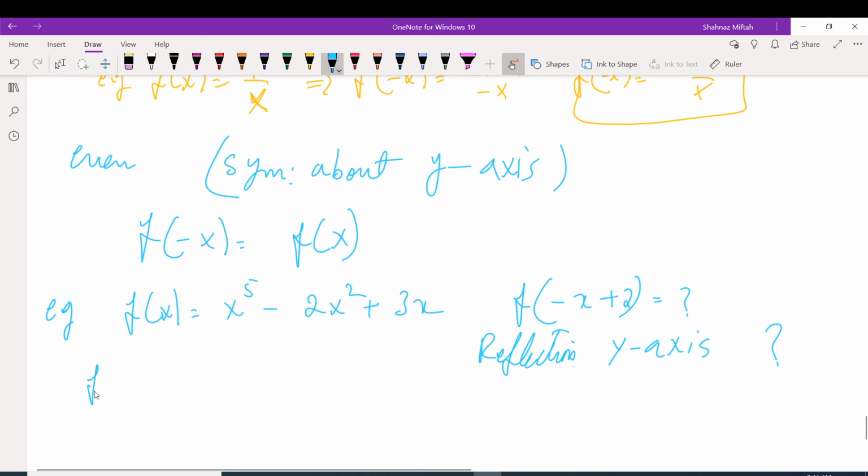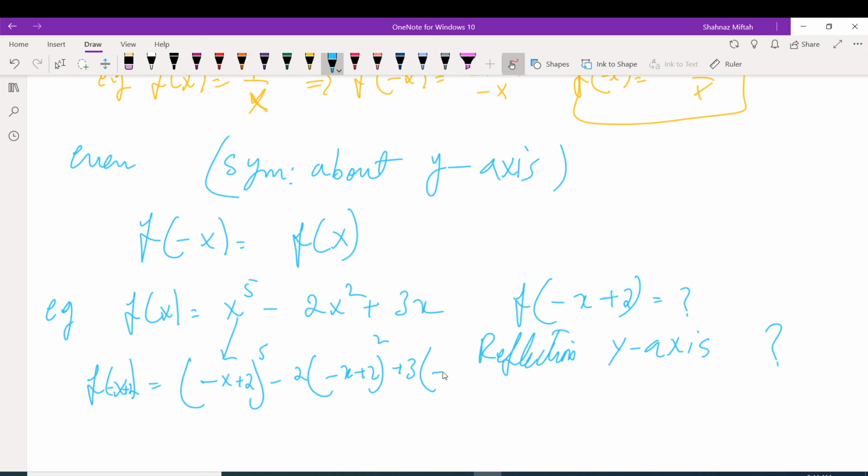My other one is going to be this negative x plus 2. So I'm going to plug in negative x plus 2 for every x. Minus 2 negative x plus 2 squared plus 3 negative x plus 2, done. So I'm just going to leave it like this. I'm not going to solve this because the fifth power is a huge thing. I don't have that much time. You guys don't have that much time either because quizzes are very timed.